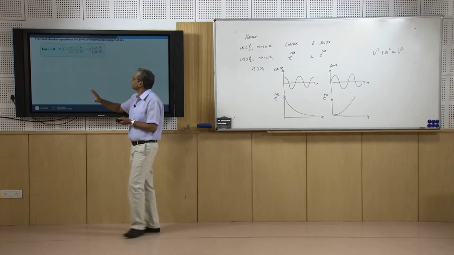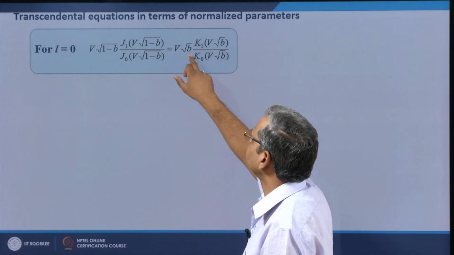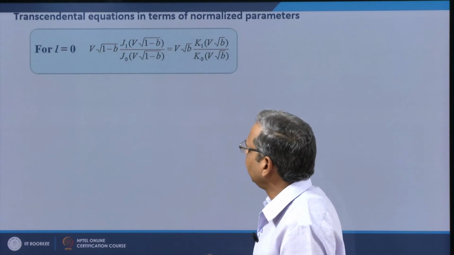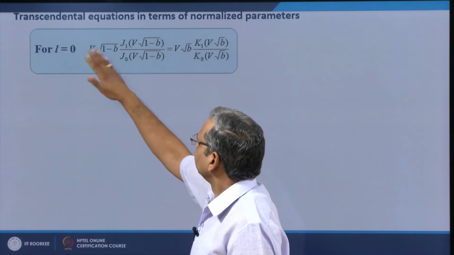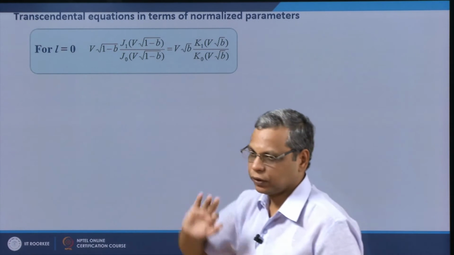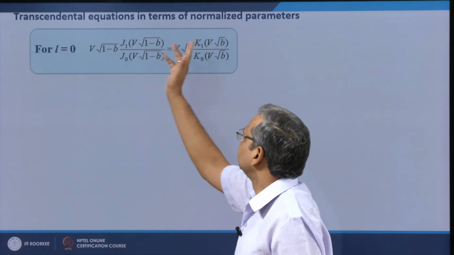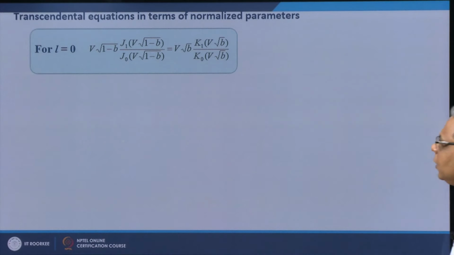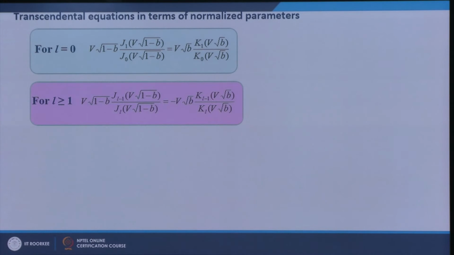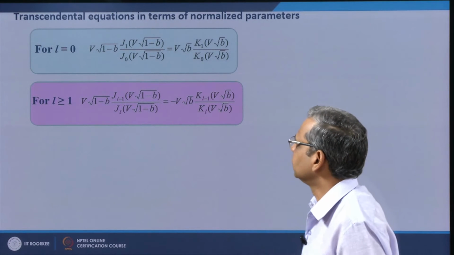So you can see on this side I will have k functions, and with k functions I have associated v times square root of b, and on this side I have j function, and with that is associated v times square root of 1 minus b, because this is u, this is w. For L greater than or equal to 1, the equation becomes like this.